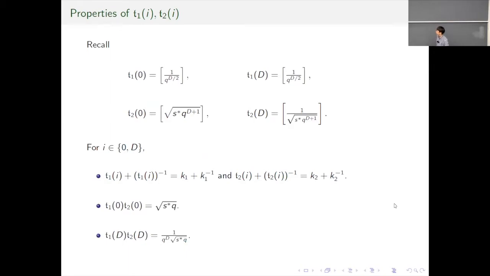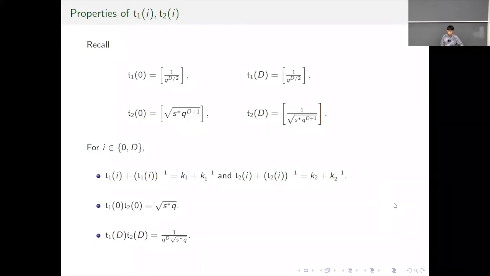So T1i, where i is 0 or D, T1i plus T1i inverse is K1 plus K1 inverse, and T2i plus T2i inverse is K2 plus K2 inverse. Also T10, T20 is the square root of S star Q, and T1D, T2D is 1 over Q to the D times the square root of S star Q. So we have these properties.